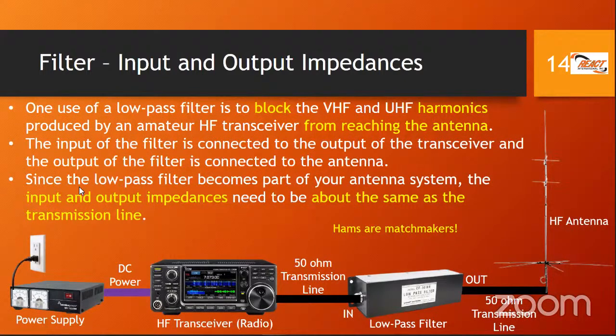Now, the last bullet point says what we said a short while ago, which is, since the low pass filter becomes part of your antenna system, the input and output impedances need to be about the same as the transmission line. Okay? So 50 ohm transmission line, therefore you want the input impedance and the output impedance to be about 50 ohms. The actual value will not be in the exam. They'll just expect you to know that when you introduce it, the input and output impedances need to be about the same.